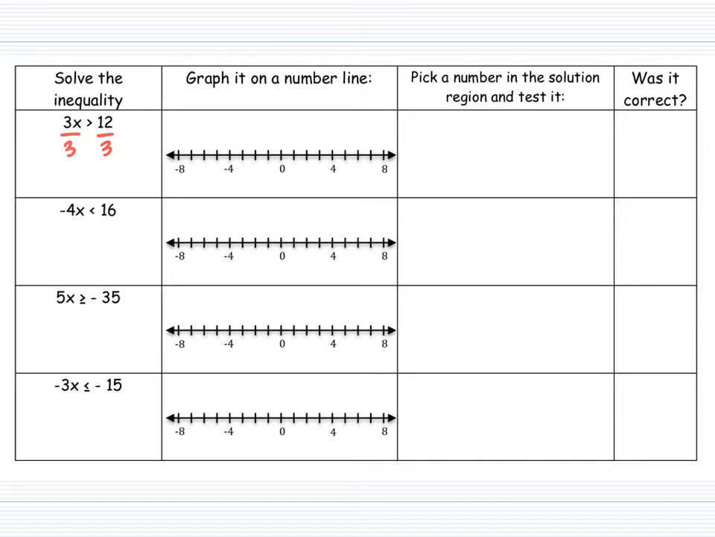So to solve here, we're going to divide both sides by 3. So I end up with x is greater than 4. On the number line, that'd be an open circle going out to the right for any values greater than 4. To pick a number in the solution region and test it, I want anything over here. So I'm just going to use 5.